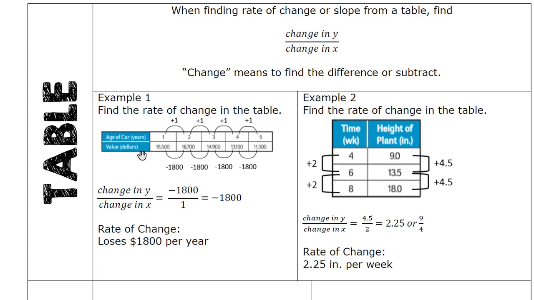So to look at my change in y, remember that's going to be my dependent variable, and the value depends on the age of the car. So right here, I'm saying, hey, it started at $18,500. What was the change to get to $16,700? Well, that was subtracting $1,800. And it did it again, and again, and again. It was subtracting $1,800 each time. That was the change in y.